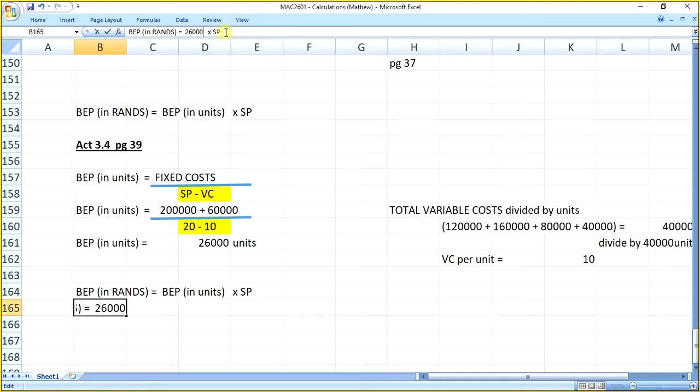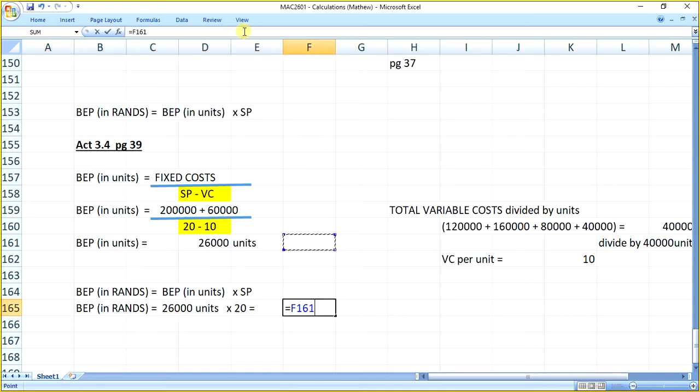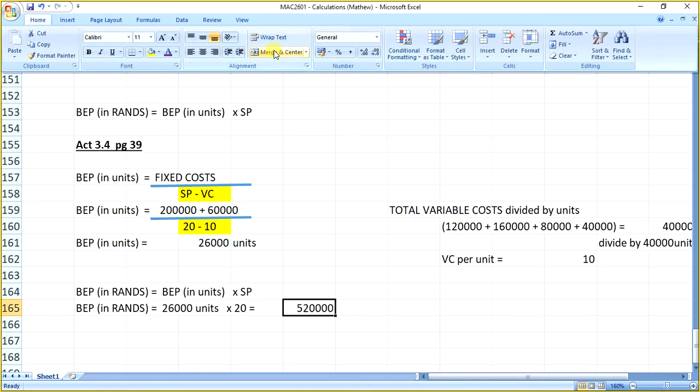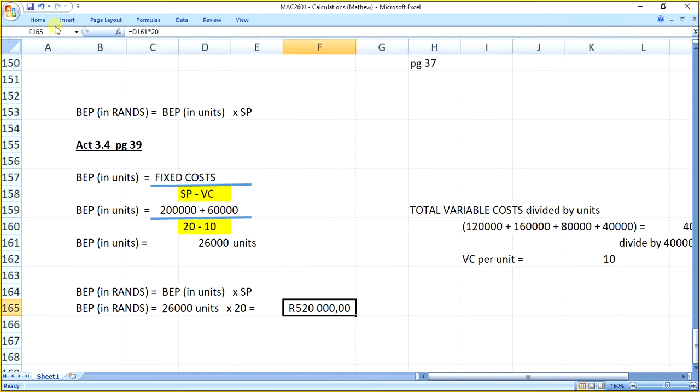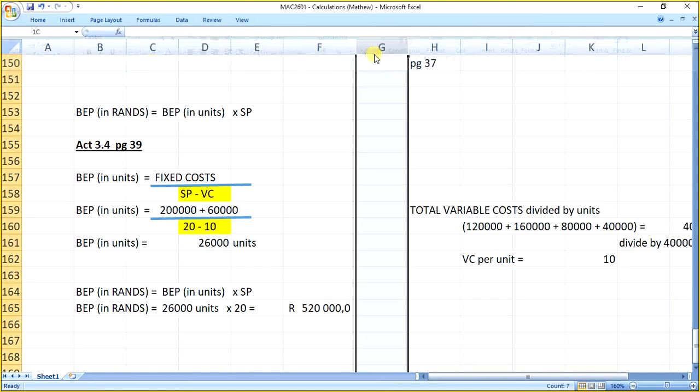Then you just take your units and you multiply it by the selling price. It's as easy as that. And then that will be the rand value. Happy with that? Yes. So, okay, 520,000 rand in terms of the break-even point. Make sense? Yes, 100%. Perfect.